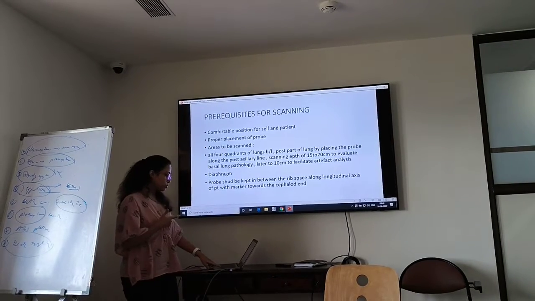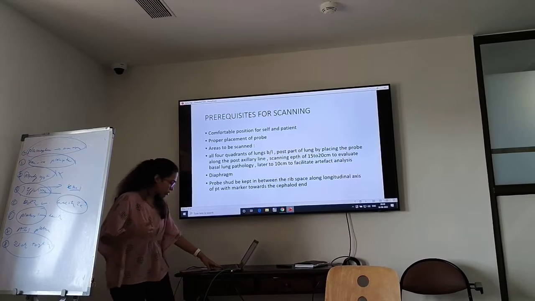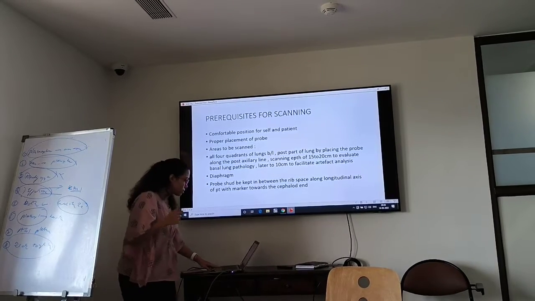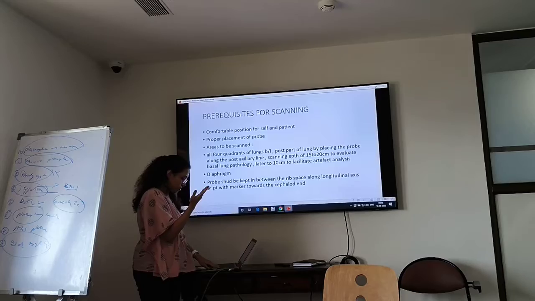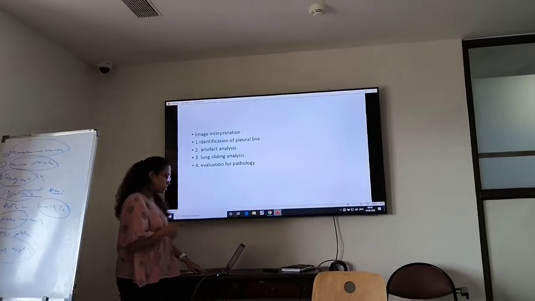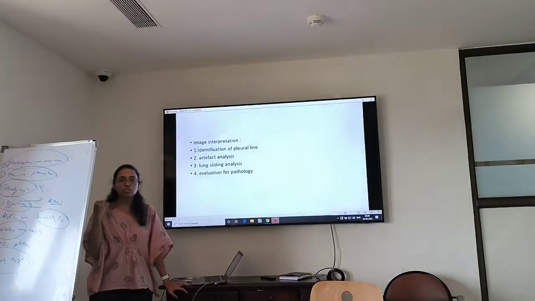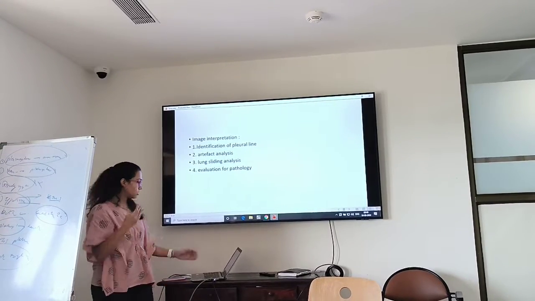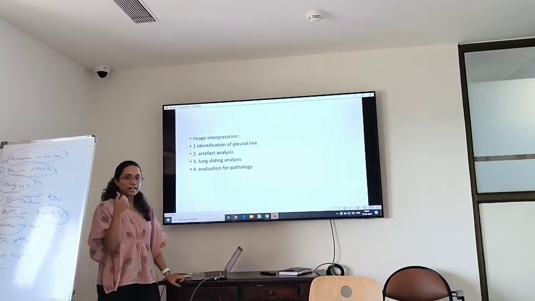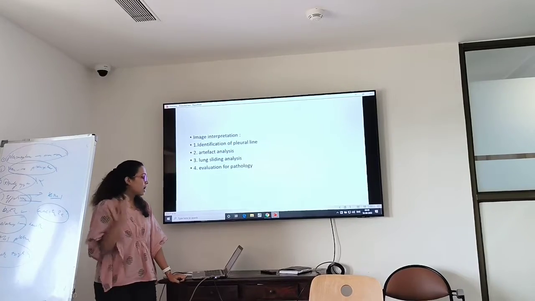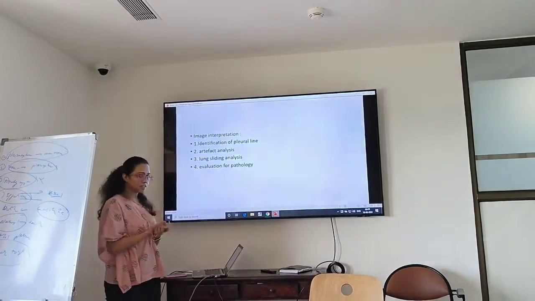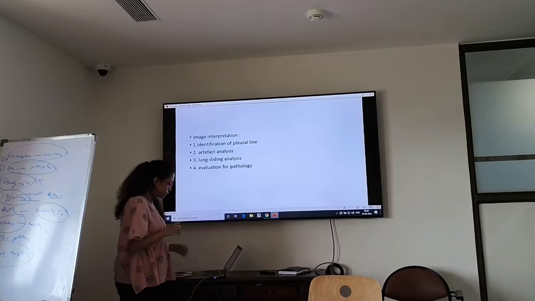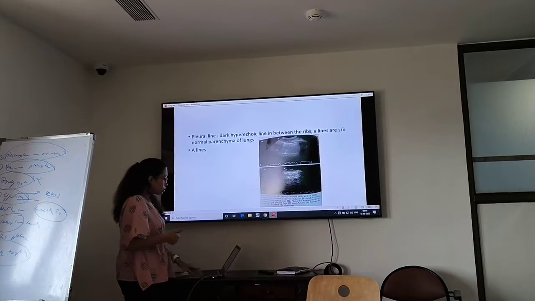The probe should be kept between the ribs along the longitudinal axis of the patient with the marker towards the head end. Now, image interpretation. We have to interpret what we see under 4 pointers: identification of the pleural line, artifact analysis, lung sliding analysis, and evaluation for pathology. So now, the pleural line.